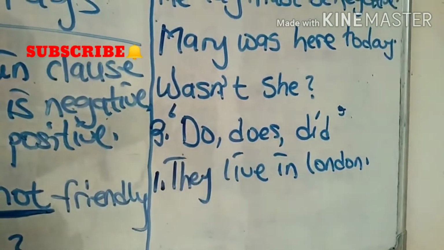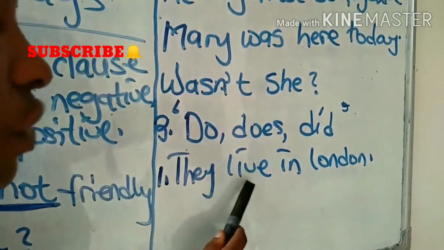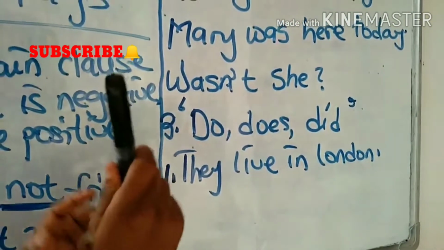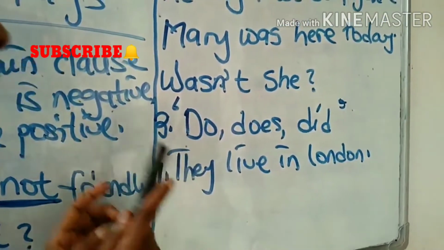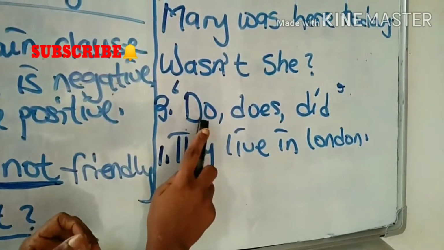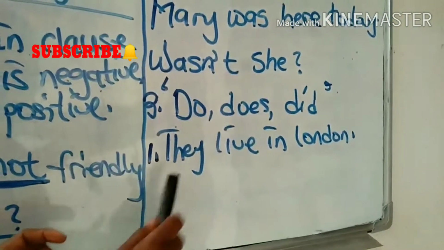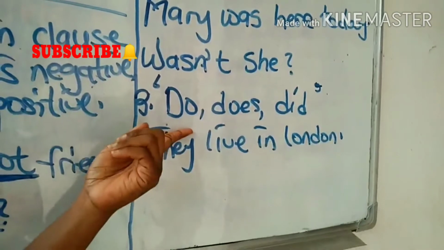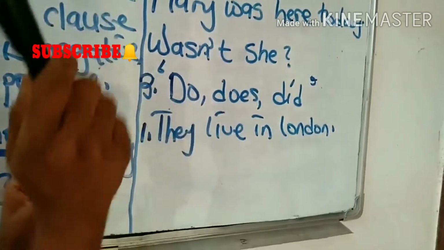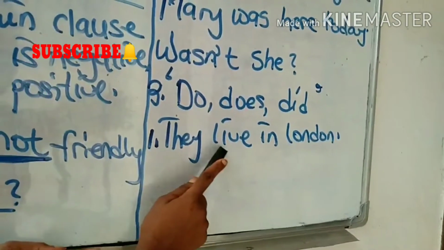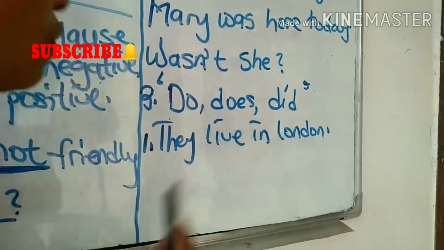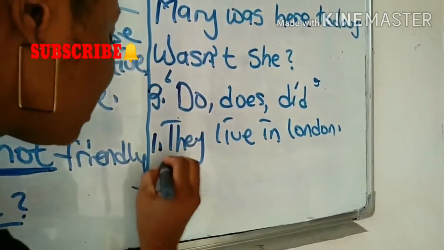Now, if you look at this statement, you cannot say "living they." It would be very, very wrong for you to say that. So when there is no past, present, and simple of the main clause, what you use is either the word do, does, or did. They live in London. We cannot say "do they" because the statement already is positive. So the tag that we're going to form for this particular statement is going to be negative. That is because the statement already is what? Positive.